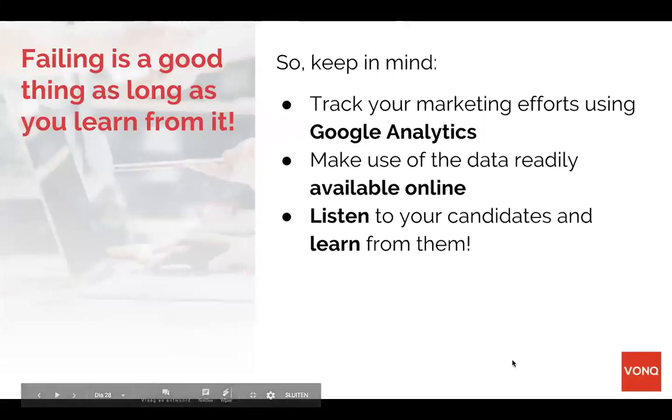We've looked at a lot of different examples today of where recruiters occasionally fall short during the online recruitment process. One thing we need to note is that failing is completely fine, as long as we learn from it. One way of making sure you're not making the same mistakes again is to become data-driven. This means tracking your own recruitment metrics and marketing efforts using Google Analytics, making use of the data readily available online.